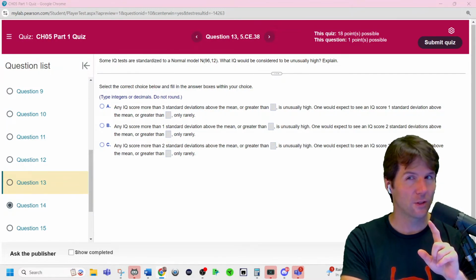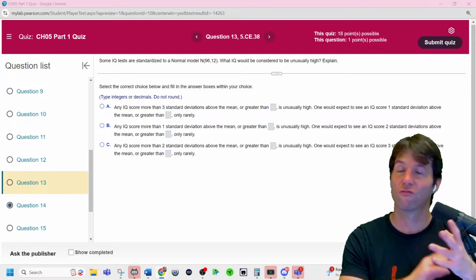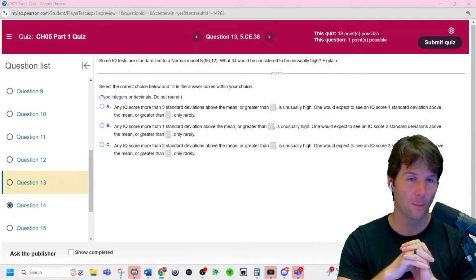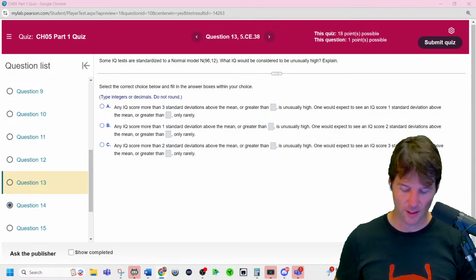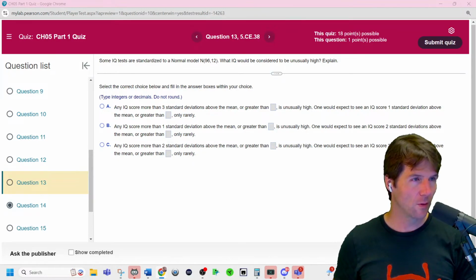Well, kind of. So z-scores range from negative infinity to infinity. And, well, so like at what numeric value would a z-score be odd? At what numeric value would a z-score be odd?